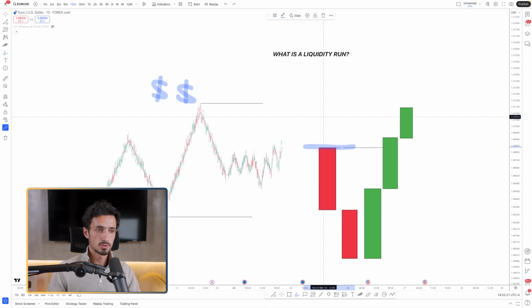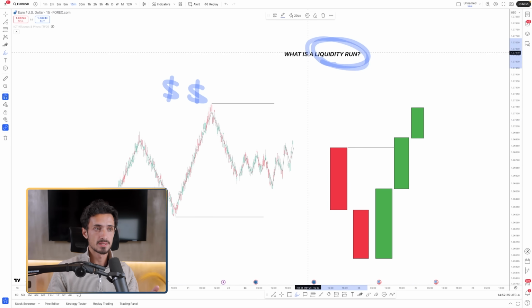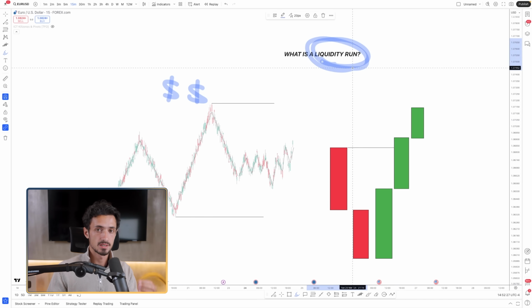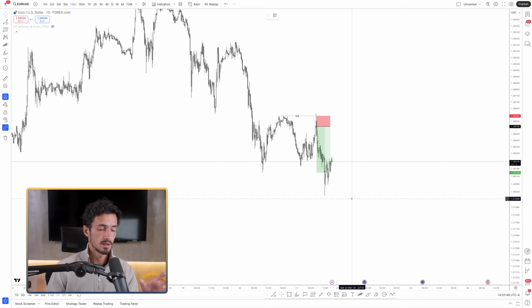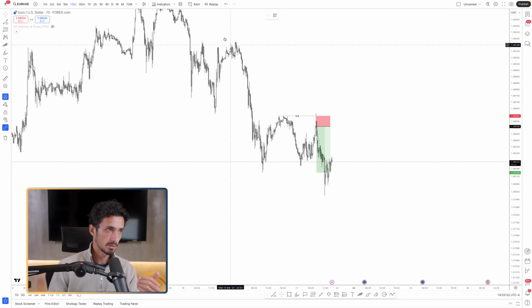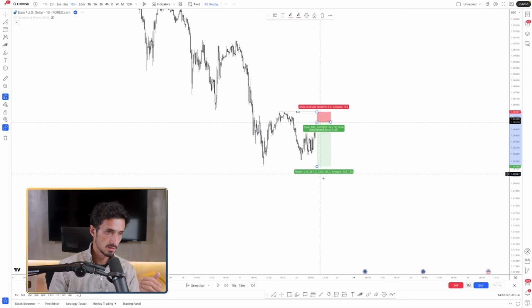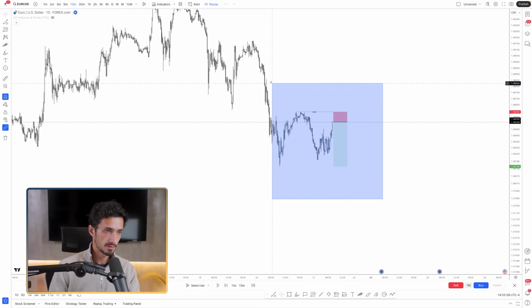Now I'm going to show you how I was able to use both a liquidity sweep and a liquidity run to take a trade that I took today. This is the trade that I want to break down, but I want to give the overall context of everything first. So I'm going to replay price to before the trade occurs, and I'm going to put everything in place.